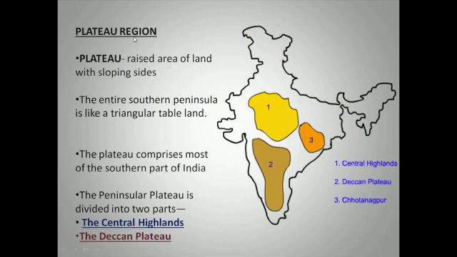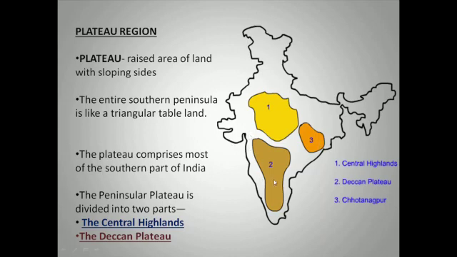First, we will see the plateau region. Plateau, it is a raised area of land with sloping sides. The entire southern peninsula is like a triangular tableland. Here you can see the map of India. This is the southern part. It is a peninsula. Peninsula means the land which is surrounded by water from three sides. The plateau comprises most of the southern part of India. So the plateau covers the southern part of India.